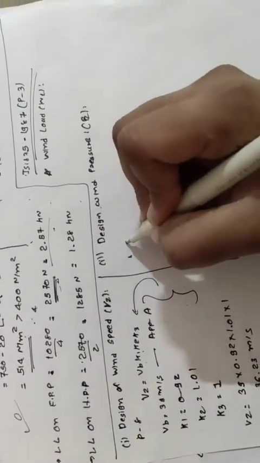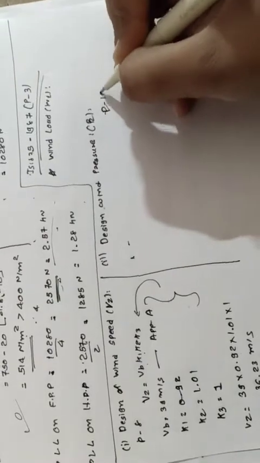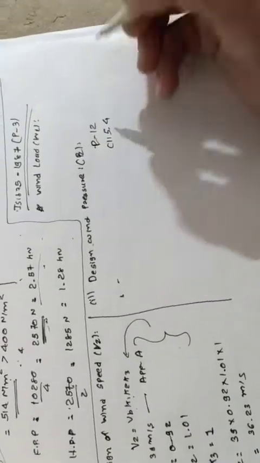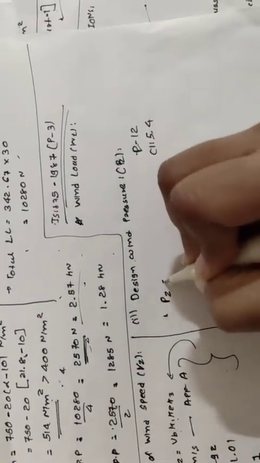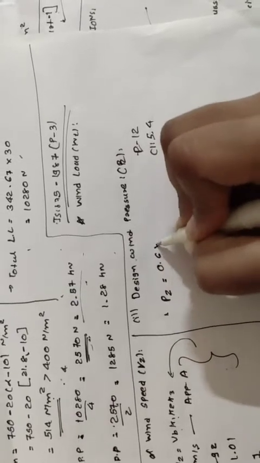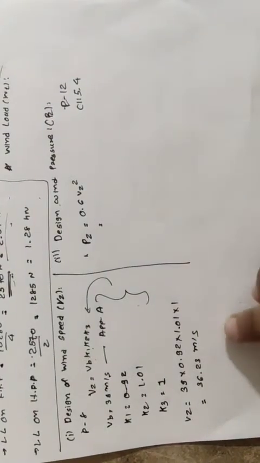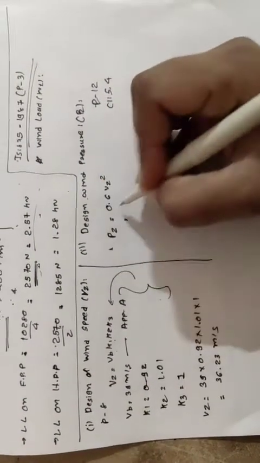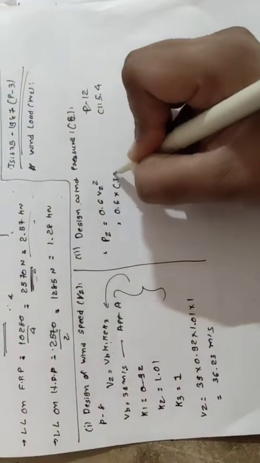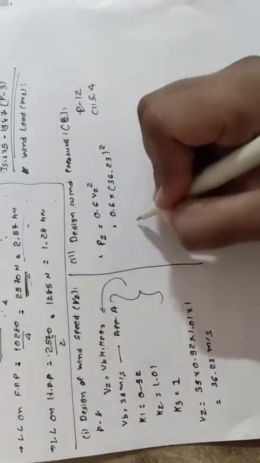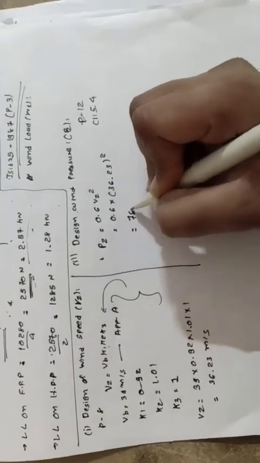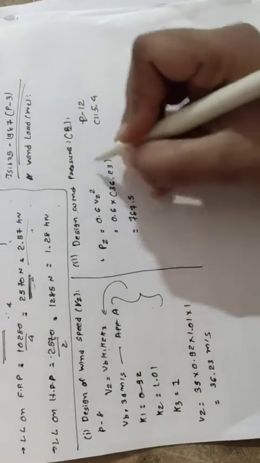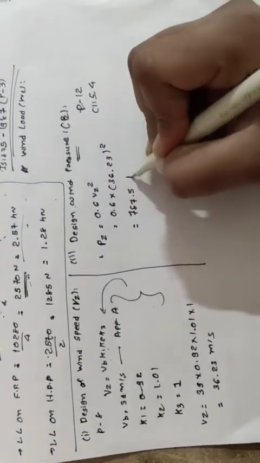The Pz equation is given on page number 12, clause number 5.4, right? So the equation of Pz is equal to 0.6 Vz square. Here we use the Vz value we found at the end of the previous equation, so it is 0.6 multiplied by 36.23 whole square, right? So the answer of this is 787.5. Here pressure is given, so the unit of pressure is Newton per meter square.